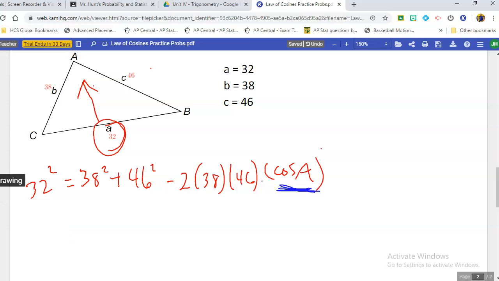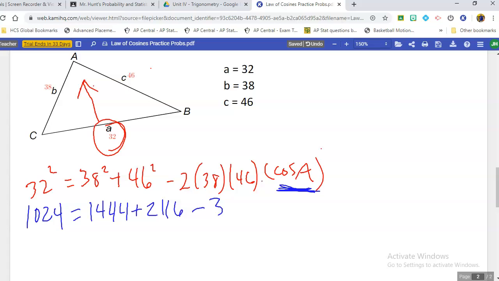Now, 32 squared, I believe, is 1024. And 38 squared is 1444. Plus 46 squared is 2116. And then I'll just multiply all those three together there. That gives me 3496 times the cosine of angle A.